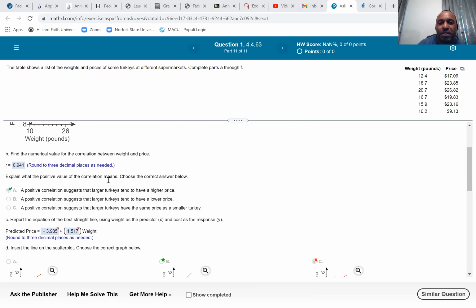So that one, the interpretation is a positive correlation, which suggests that large turkeys tend to have a higher price. In other words, if it's positive, as one goes up, the other one goes up. So as the turkey gets larger, the price goes up. She was good on that, but I'm just making sure everybody else is.